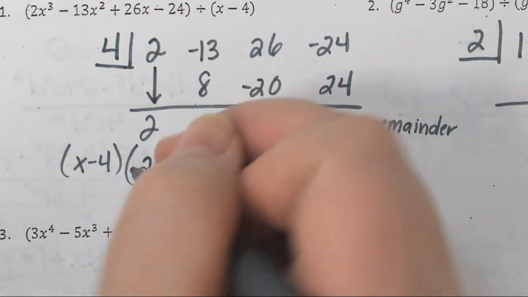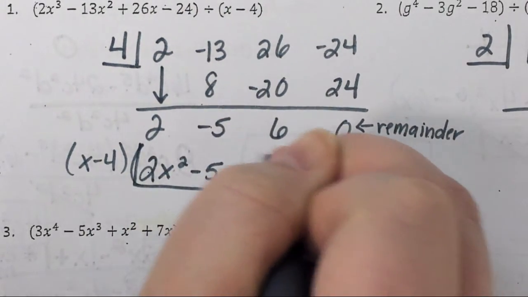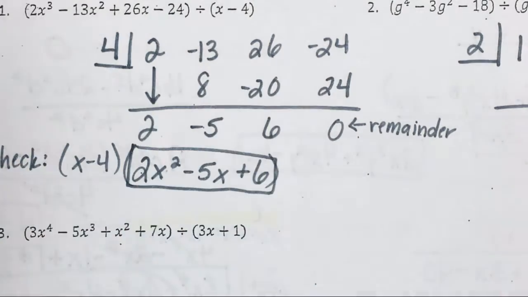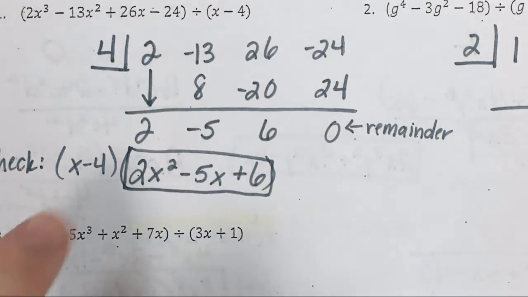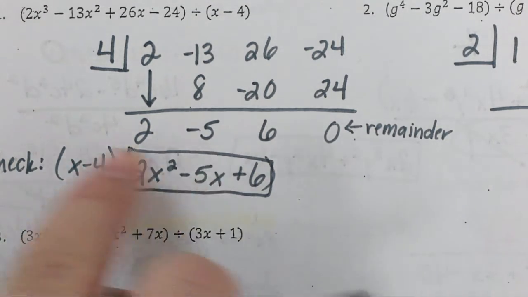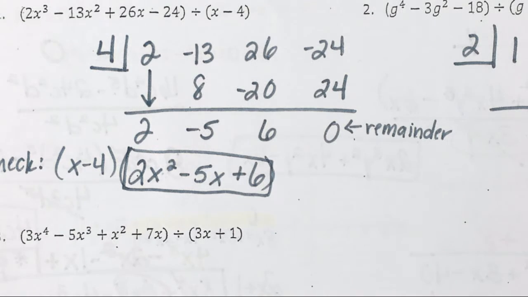So again, our answer is 2x squared minus 5x plus 6. But if you wanted to check, maybe you want to. If you wanted to check and do x times this, negative 4 times each of these, combine your like terms, etc., you should end up back at our original.